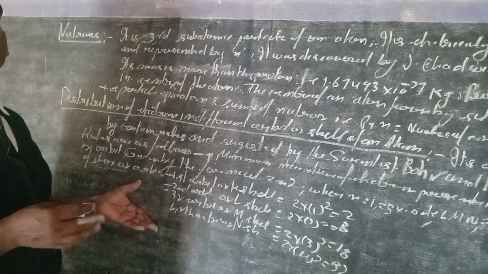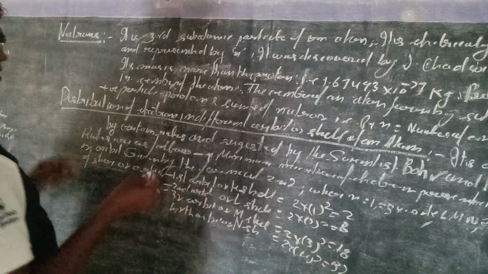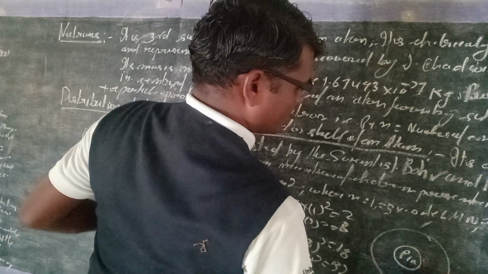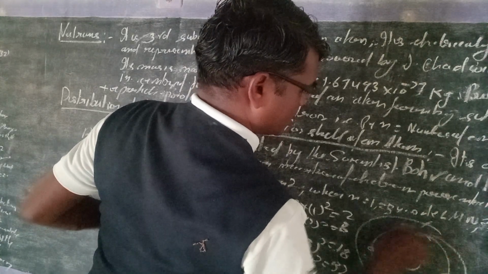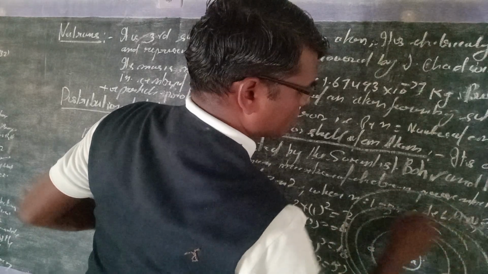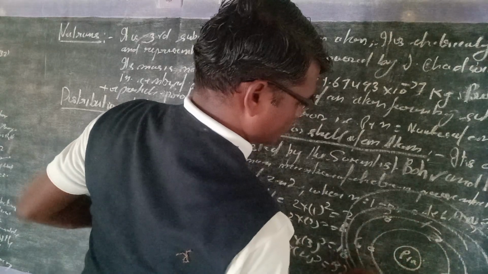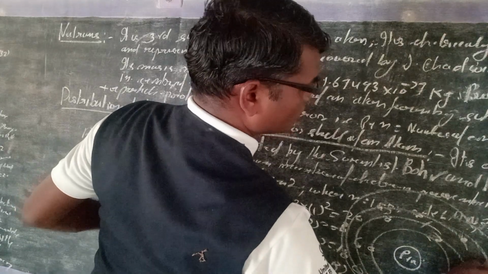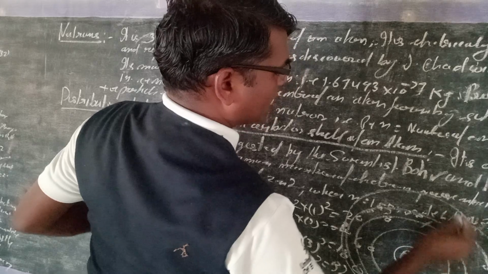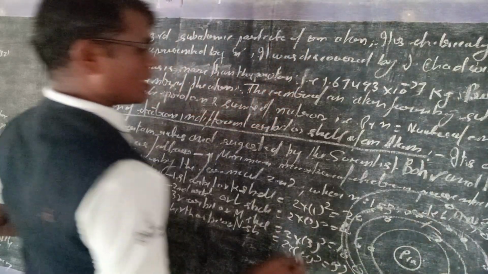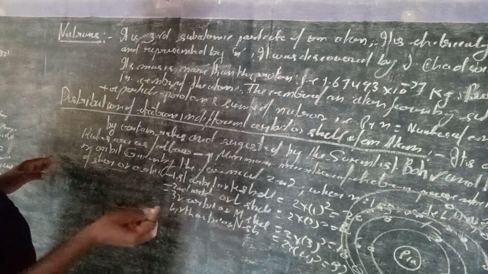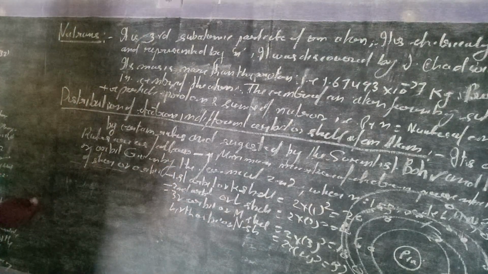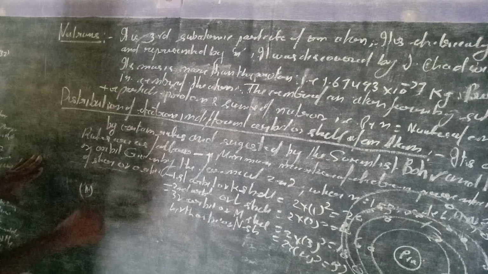With the help of these, we can find the number of electrons in the cells. The first orbit has 2, the second has 8, and the third has 18. In this way, the outermost orbit will always hold the maximum number of electrons according to this rule.